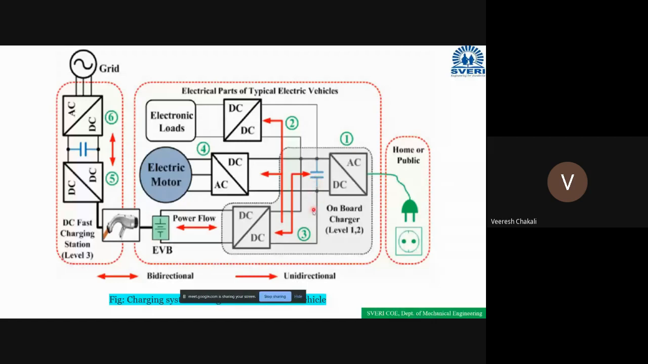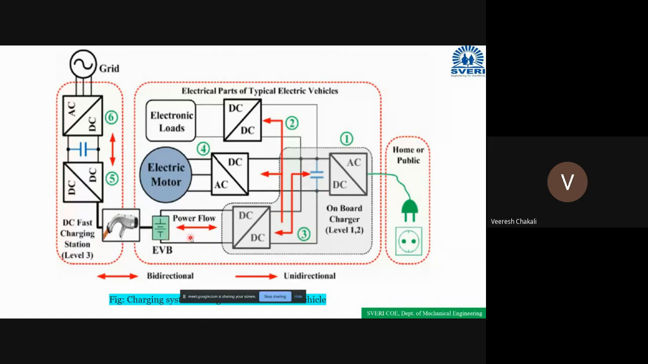This DC is given to the DC to DC converter, and the output of the DC to DC converter is connected to the battery terminals. Clear? So now the energy is stored in the battery.